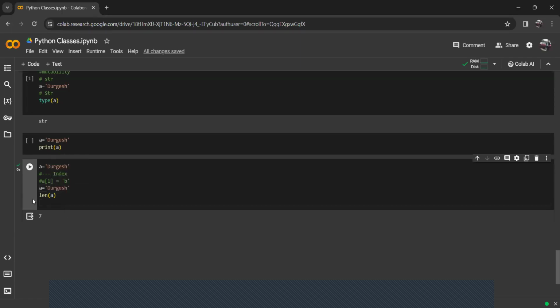Now, after this, we're going to learn new things in string. There are different things in string, but we'll start from the basics only.